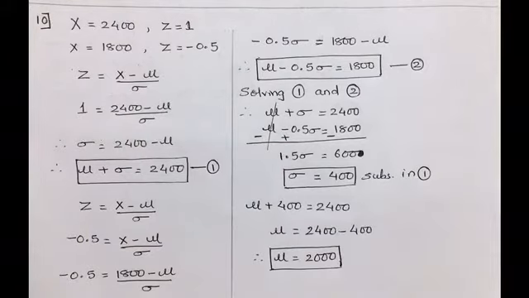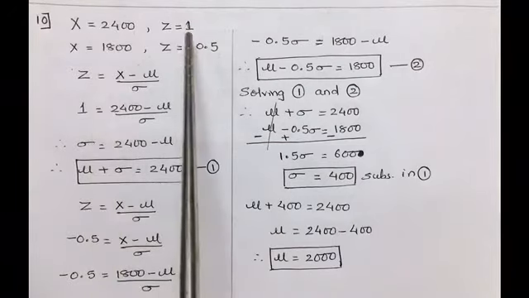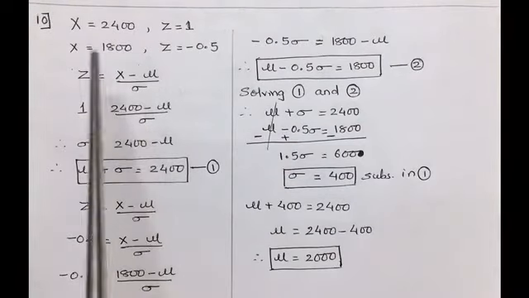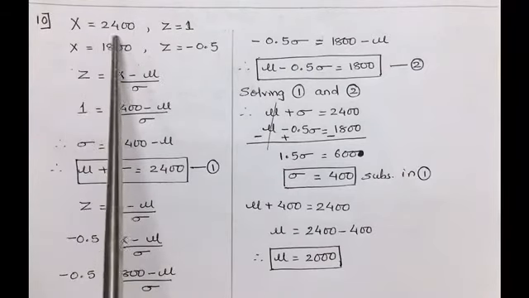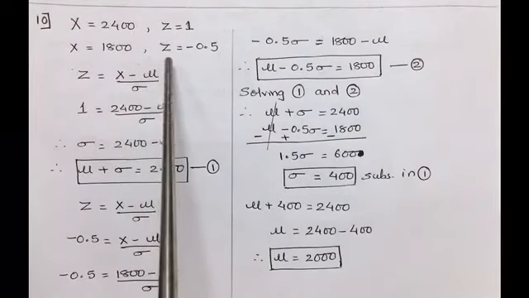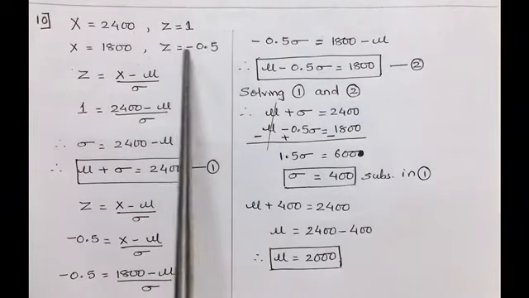The Z scores corresponding to the production of 2400 units and 1800 units are 1 and minus 0.5 respectively. Find its mean and standard deviation. Now here the value of X and Z is given. We need to calculate here mu and sigma. So when X is 2400, Z is 1. When X is 1800, Z is minus 0.5.